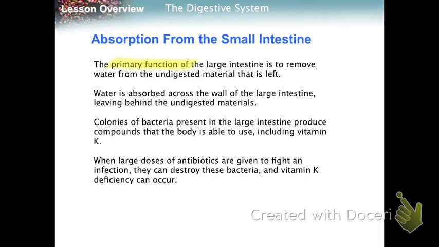The main job of the large intestine is to remove water from the undigested material that's left. It's absorbed across the walls of the large intestine. Colonies of bacteria that are present in the large intestine produce different things that the body can use, like vitamin K. When large doses of antibiotics are given, they can kill this bacteria, and people can end up with a vitamin K deficiency.